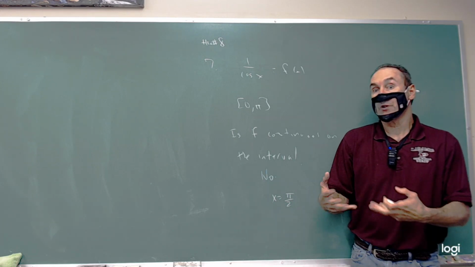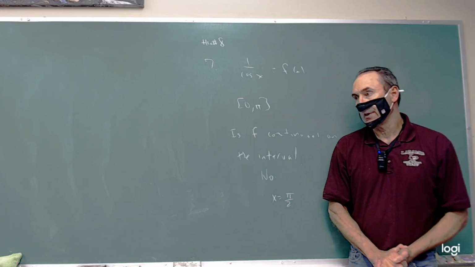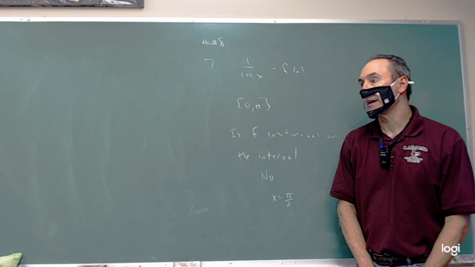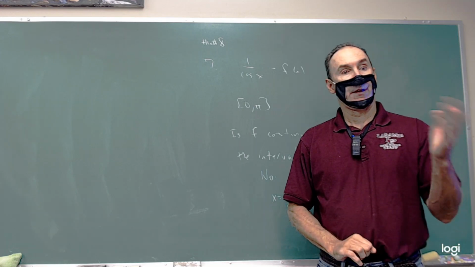So that's what we're looking for there. Now there are other more exotic functions where it's not quite that straightforward. But on this one, we're just looking to see where the denominator is 0. What else?